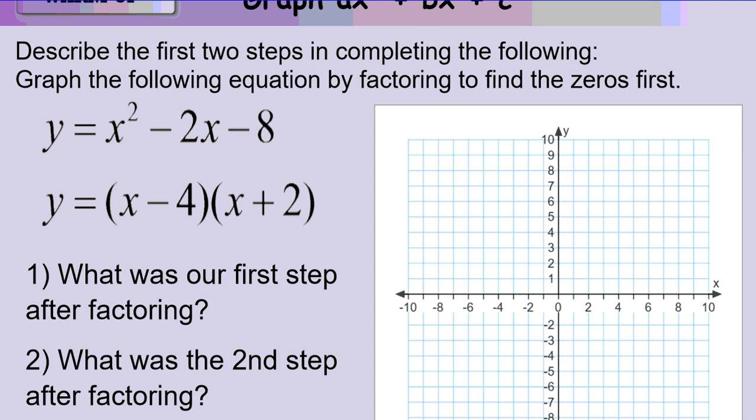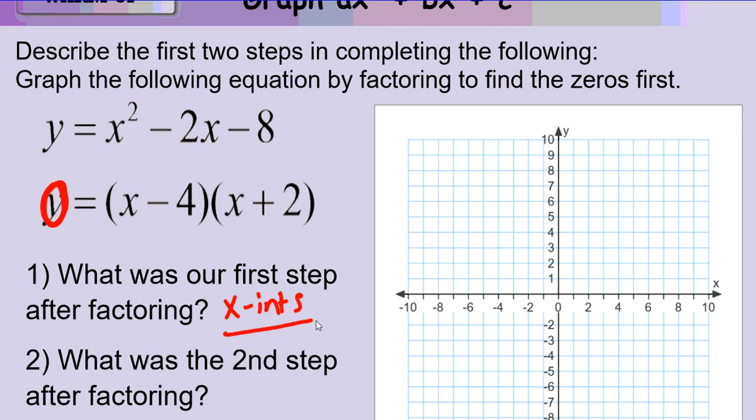Okay, welcome back. The reason that we factored is because I wanted to find the x-intercepts. The x-intercepts are the x values that make y be 0. If I want to know when y is 0, I set y equal to 0, and then I can solve. The two x-intercepts are going to be +4 and -2. That will make y be 0. So our first step was find the x-intercepts.